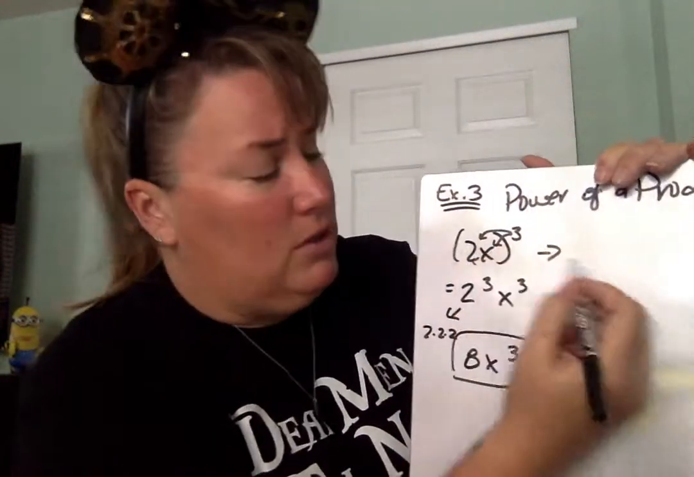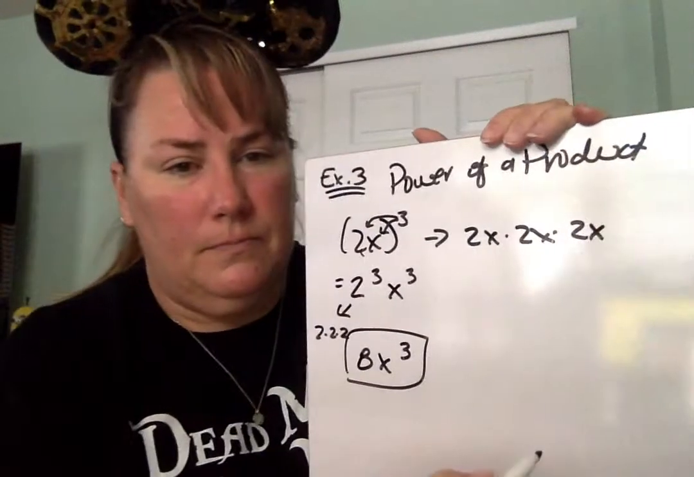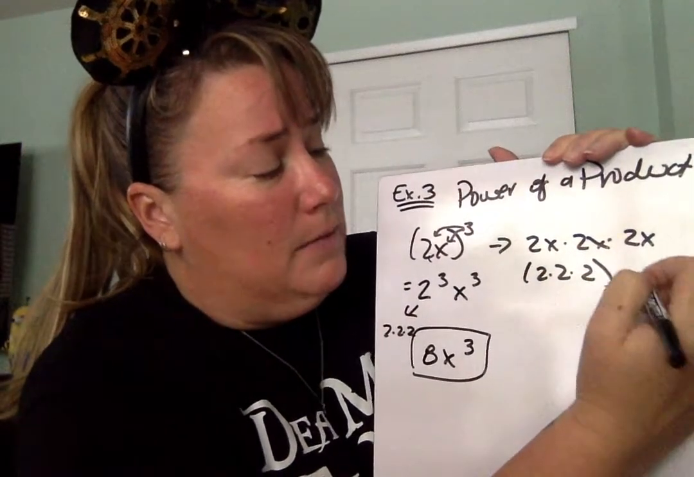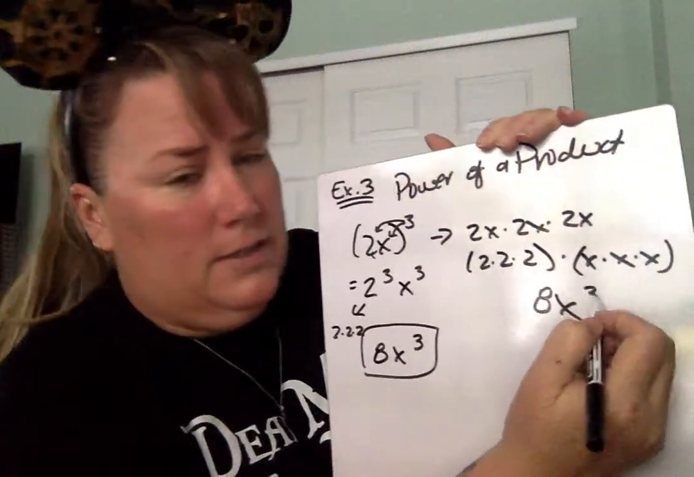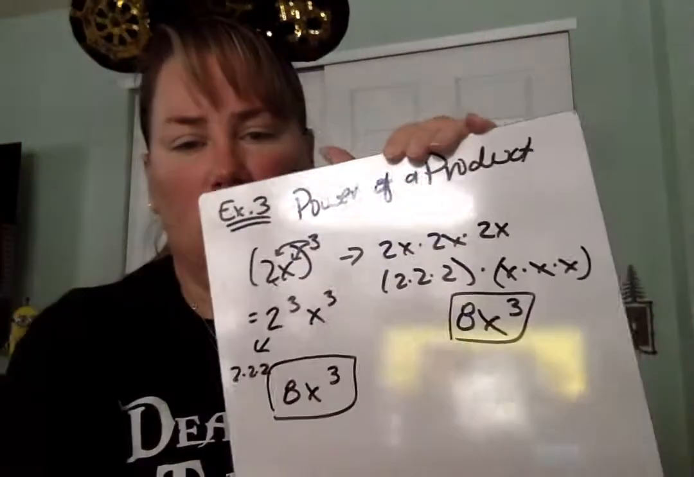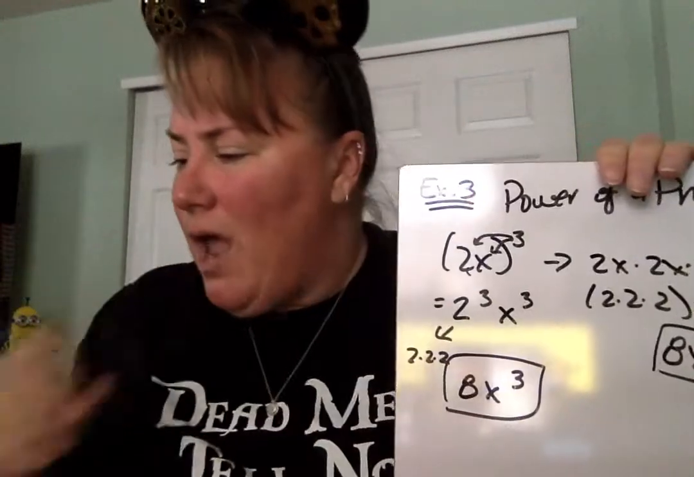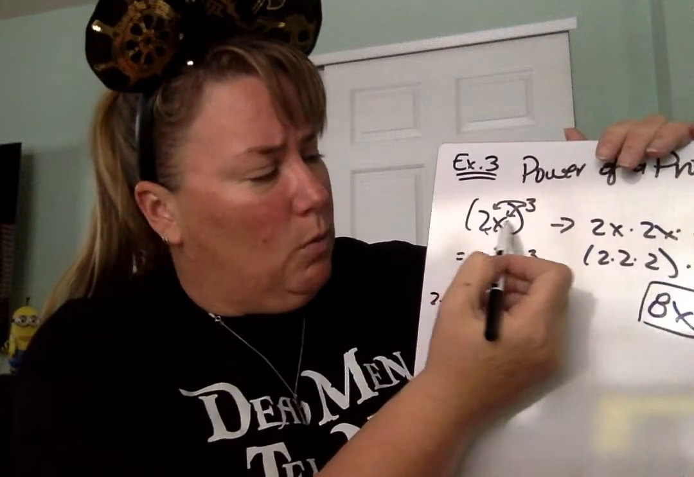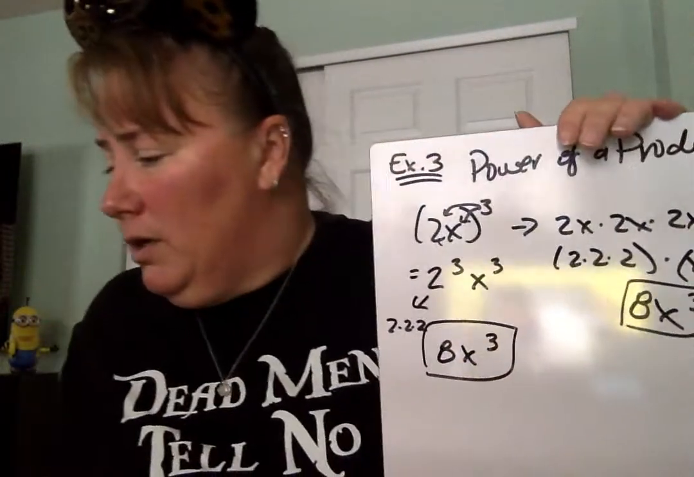A quick expansion. So you have 3 of whatever's going on in here: 2x times 2x times 2x. You could even group them all together: 2 times 2 times 2 times x times x times x. And you still get 8x to the 3rd. Same answer. So it just depends on how you want to show your work and how you want to expand it. All right? So it doesn't matter how many factors are in here. Each little part gets that power.